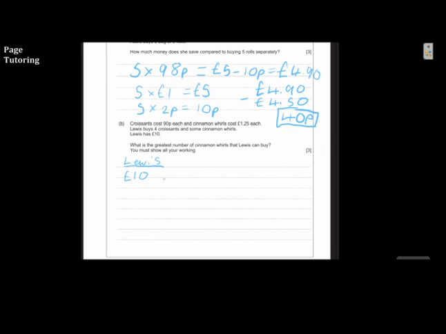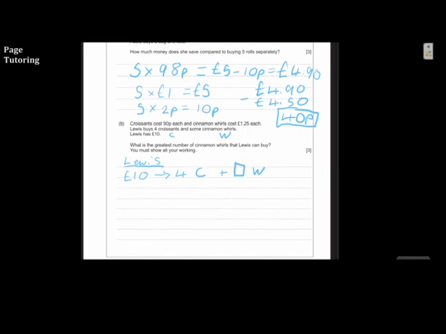and he's bought 4, and for croissant we're going to write C. Cinnamon rolls, we're going to write W. He's got 4C plus, we don't know how many cinnamon rolls he's going to get, so he's got something, mystery box, rolls. What is the greatest number of cinnamon rolls that Lewis can buy? You must show all your working out.